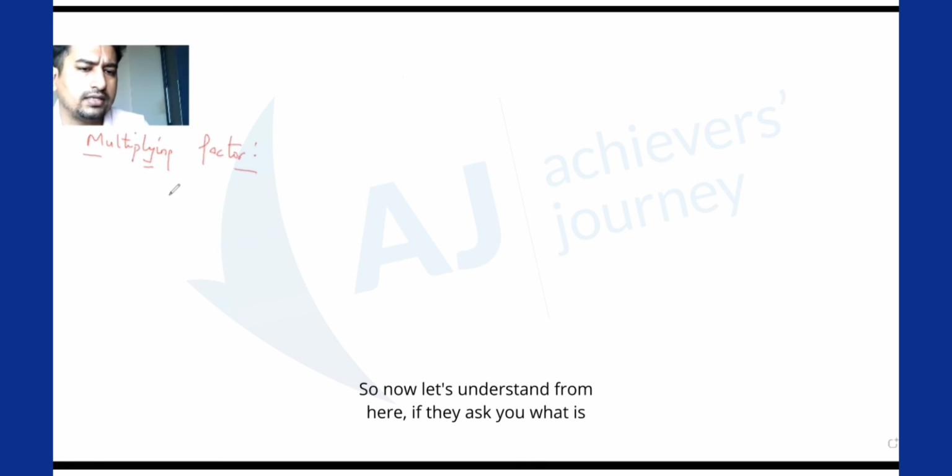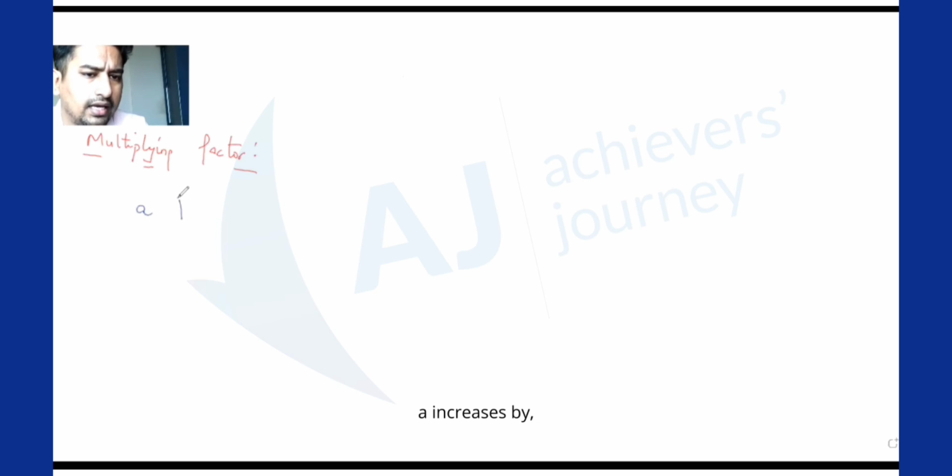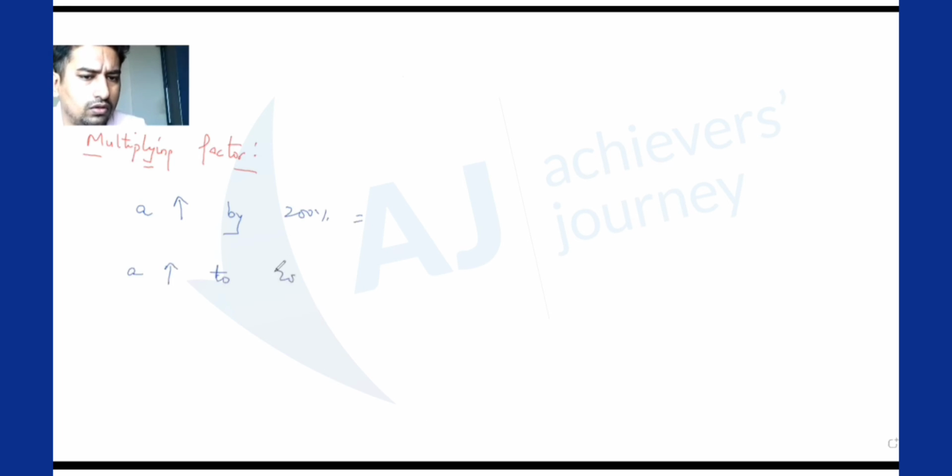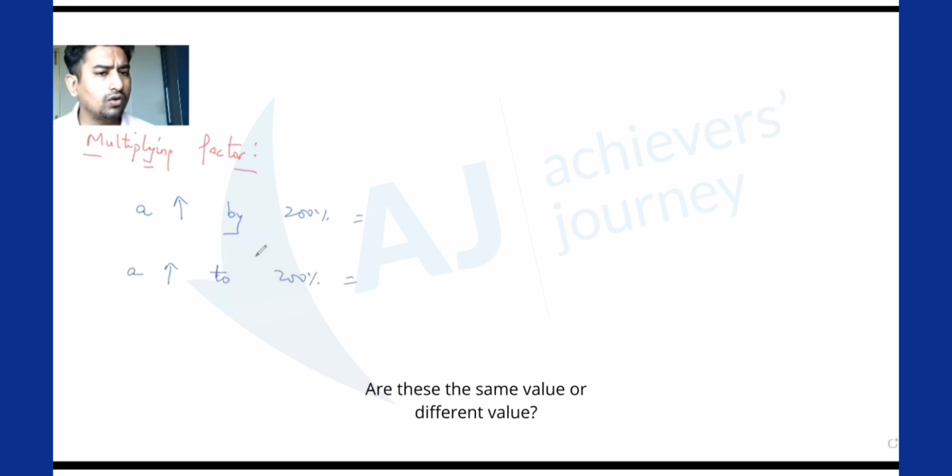So now let's understand from here. If they ask you what is A increases by, first of all, let's understand this concept. A increases by 200%. That is one sentence you might find. Another you might find is A increases to 200%. What I want you to think about is, are these the same value or different values?